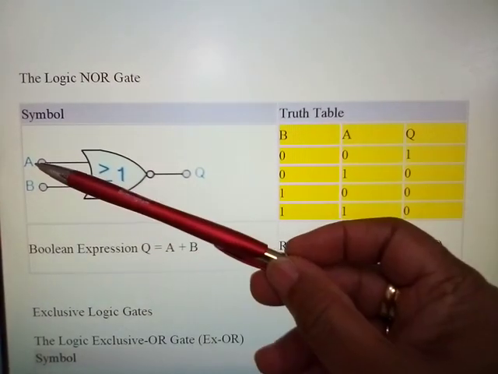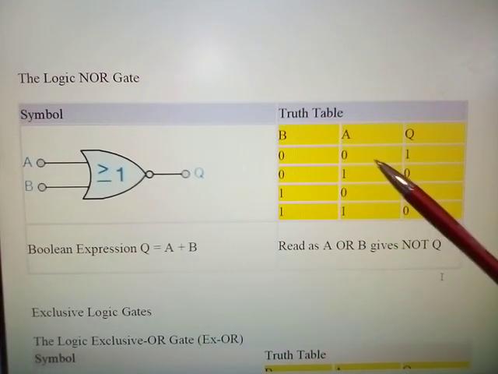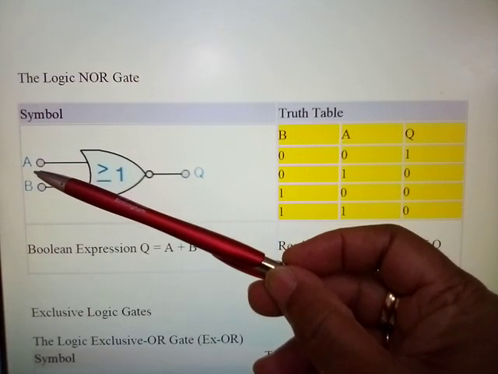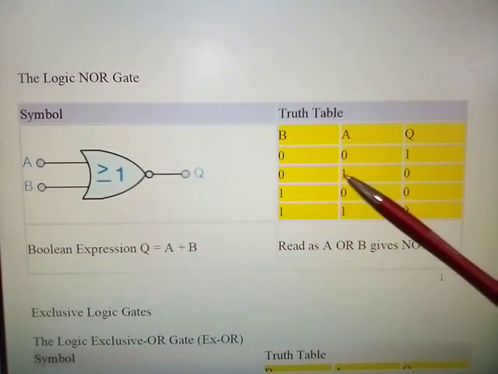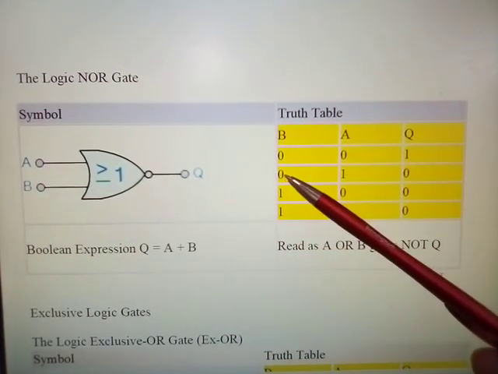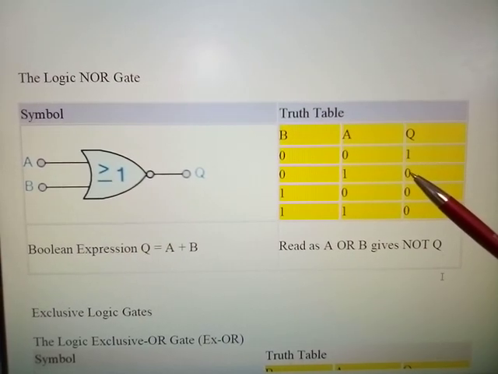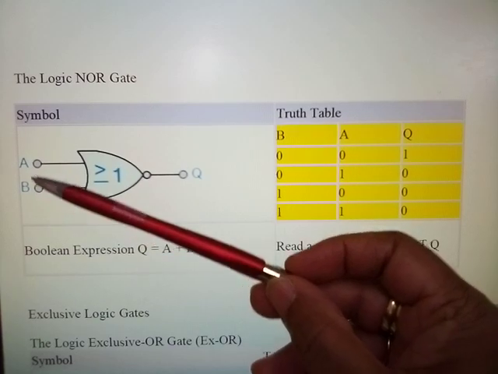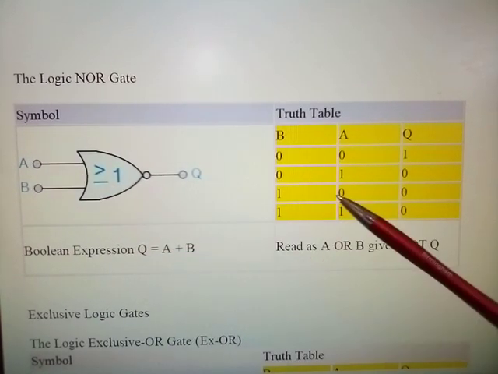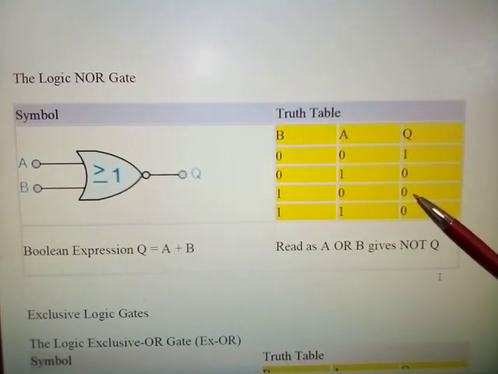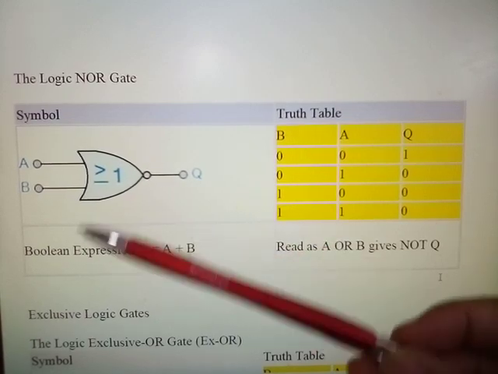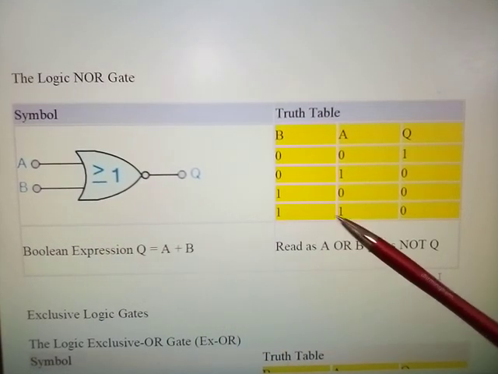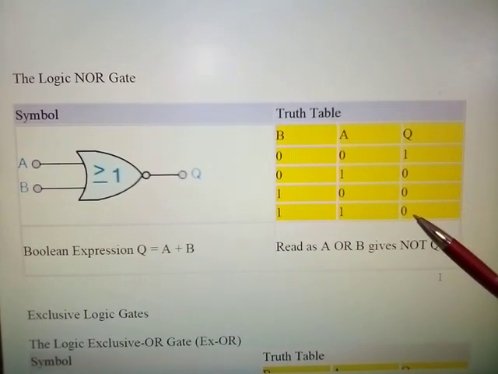If the inputs at A and B are 0, 0, then you get a 1. If the input at A is 1 and the input at B is 0, then you'll get 0 output. If the input at B is 1 and the input at A is 0, then you'll get a 0 output. If both A and B are at logic 1, then the output will be 0.